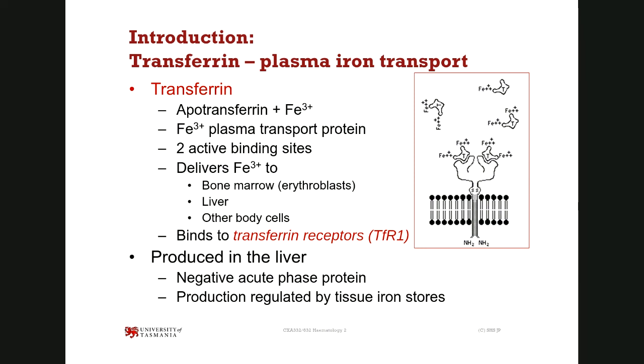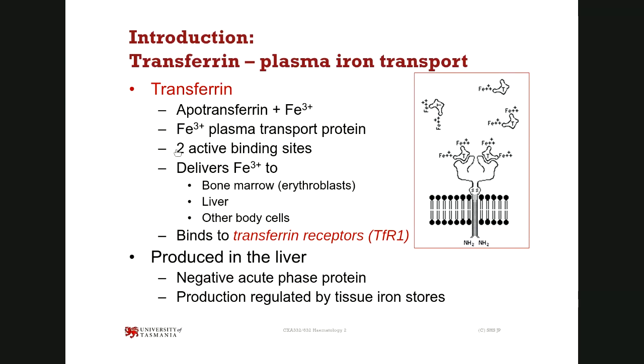So you can see here that apotransferrin is the protein without any iron attached to it, and each apotransferrin molecule has 2 iron binding sites. So we tend just to talk about transferrin, even though sometimes it may be apotransferrin that we're talking about. But transferrin is the form where we have the ferric iron actually bound to the protein. You can see there are 2 active sites, and it is through transferrin that the iron is delivered mainly to the bone marrow and the liver, but also to other body cells as well.